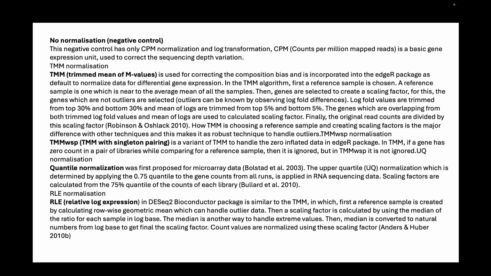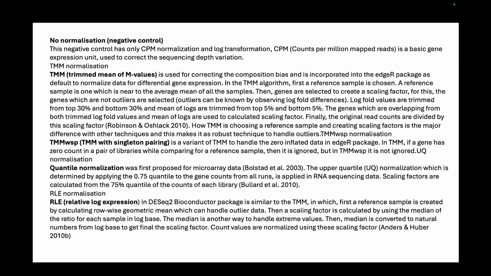So there can be different types of methods to remove this intersample bias or between sample bias. First, you do not do any normalization, which will become your negative control, and then you compare the different types of normalization against that negative control. In case of no normalization, this negative control only has counts per million normalization and log transformation. CPM is a basic gene expression unit used to correct the sequencing depth variation.